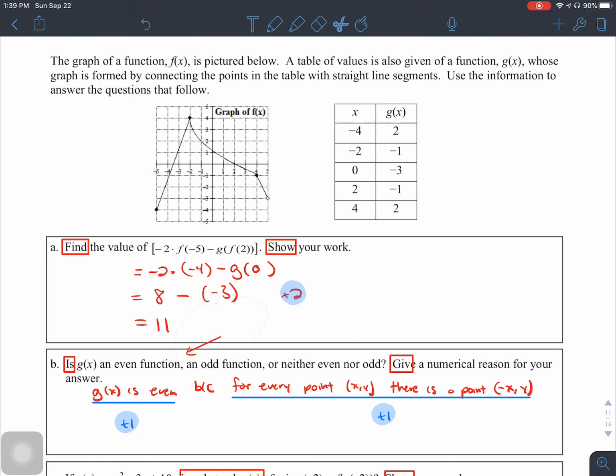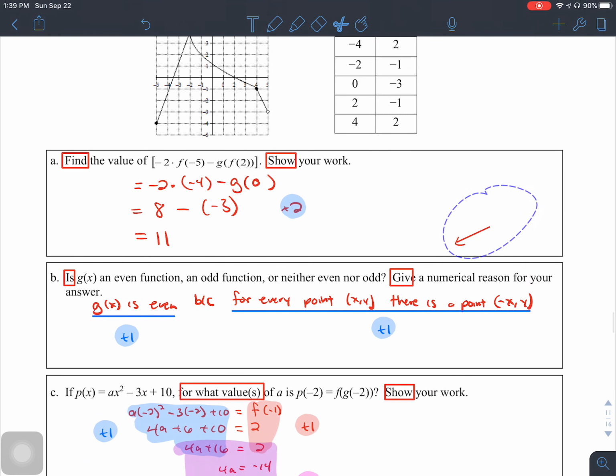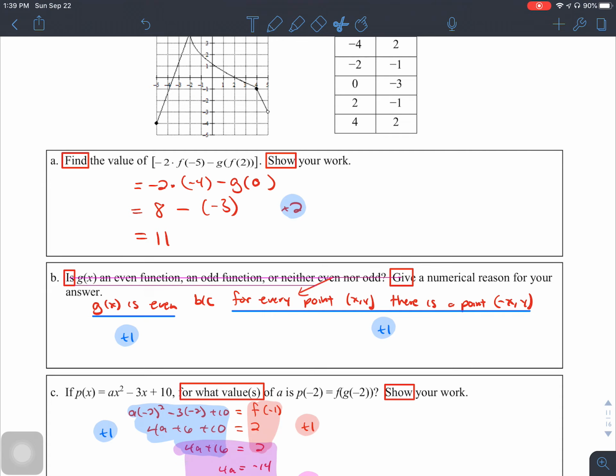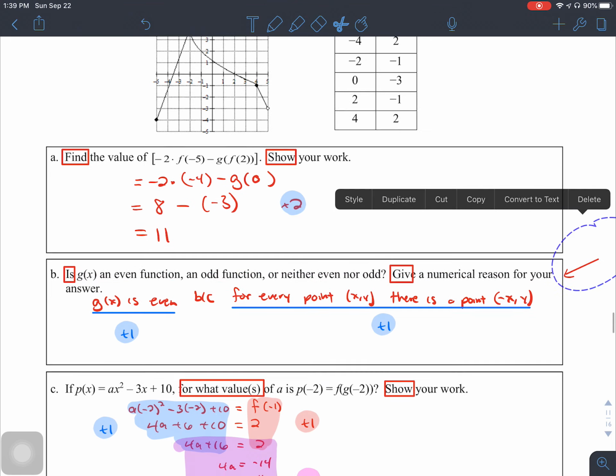You get 1 point for saying it's even. And then you get 1 point for giving a good reason. And the only good reason that I can think of is, for every point (x, y), there is also a point (-x, y). Might be better if we say for every point (x, y) on g of x. It's a little more specific. We did mention g of x up here, so maybe that's good enough.